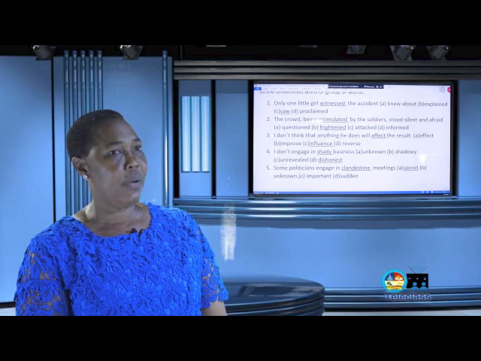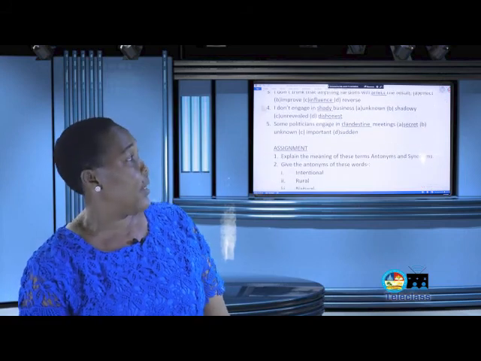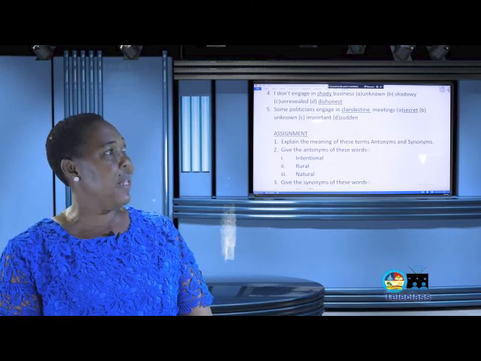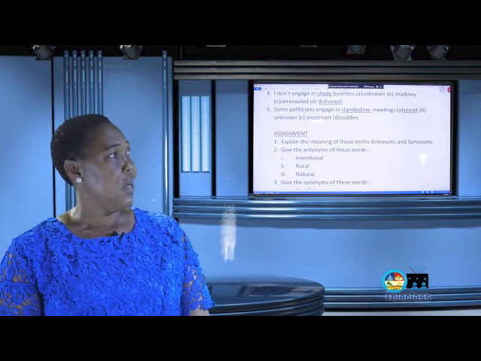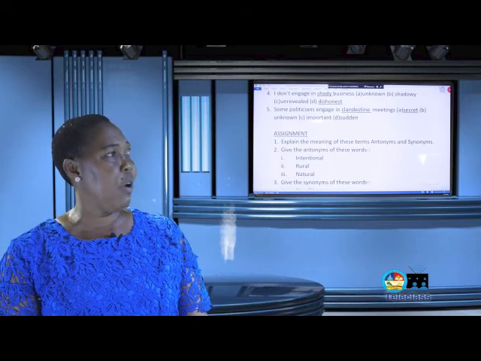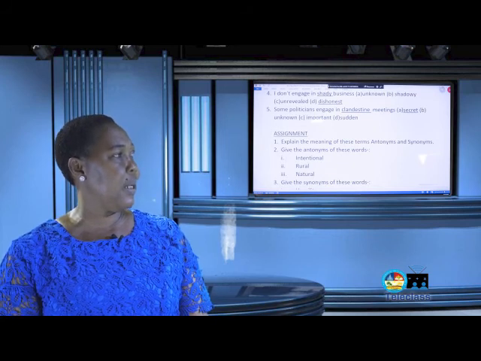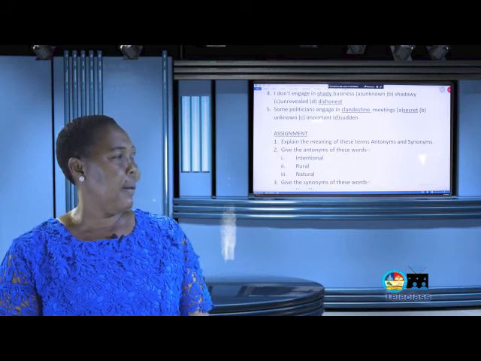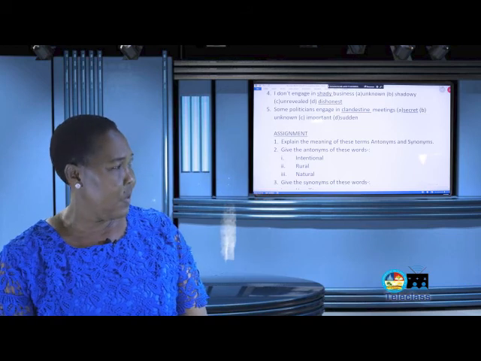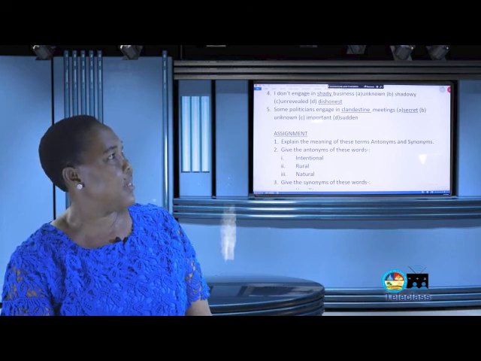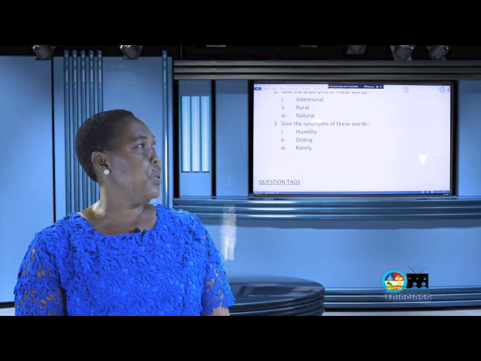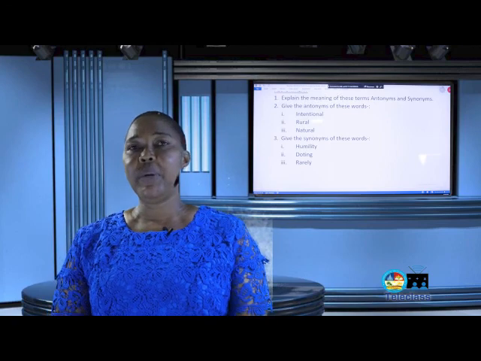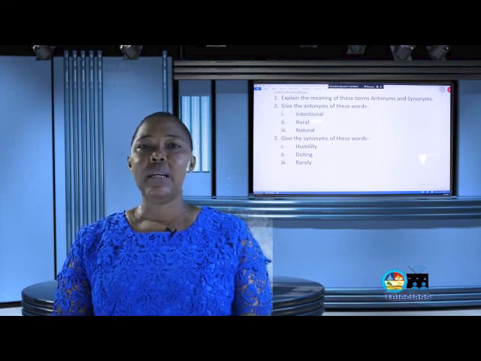So we have the assignment for the week. The first one is explain the meaning of these terms, antonyms and synonyms. 2. Give the antonyms of these words. 1. Intentional. 2. Rural. 3. Natural. Number 3. Give the synonyms of these words. 1. Humility. 2. Doting. 3. Rarely.